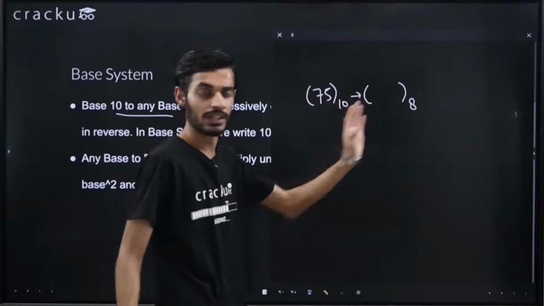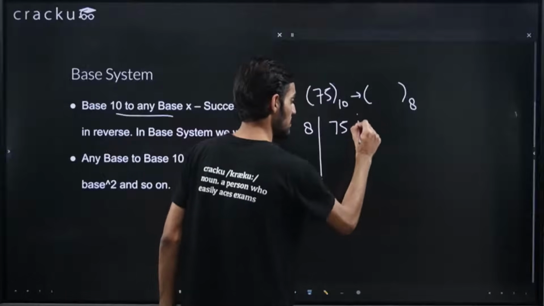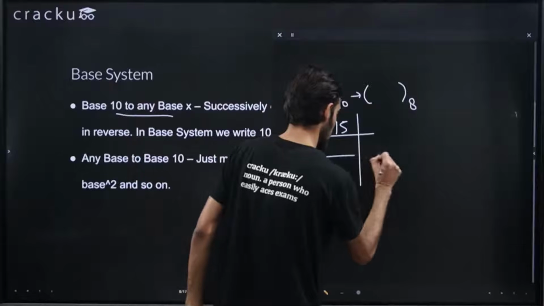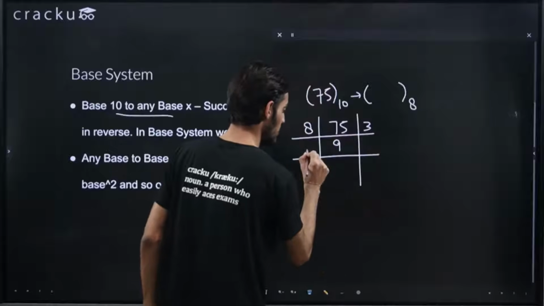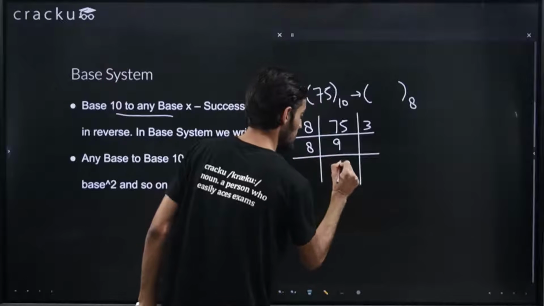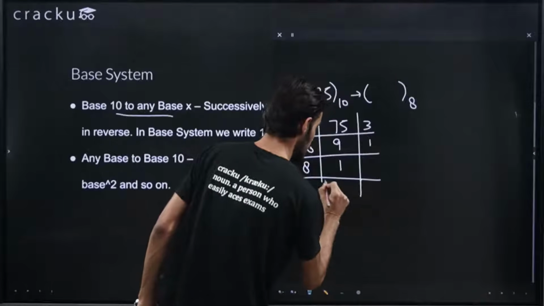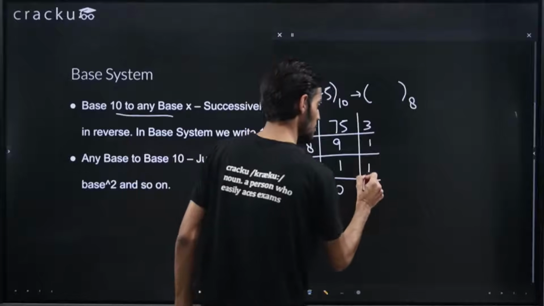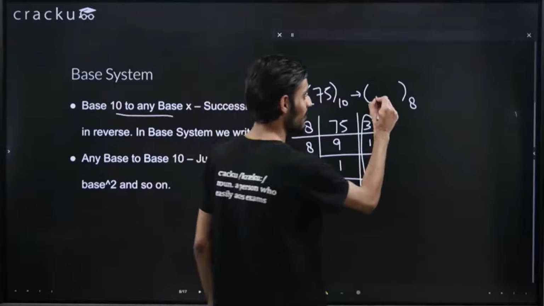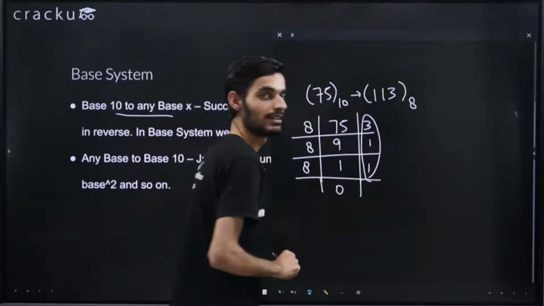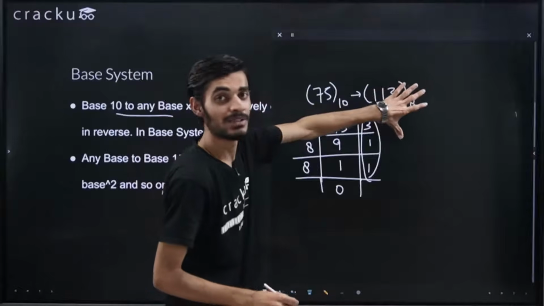So how will we be converting it? We can just successively divide this. So this is the process to convert it. 8 into 9 is 72, so 3 will be the remainder. 8 into 1 is 8, so 1 will be the remainder. And 8 into 0 is 0, so 1 will be the remainder. So 1, 1, 3. By reverse, it means we need to start from here, so here we will be writing 1, 1 and 3. So we have essentially converted 75 from base 10 to a number in base 8.